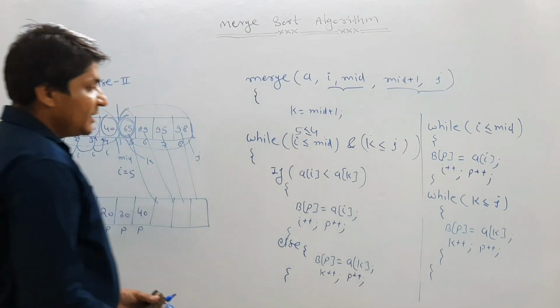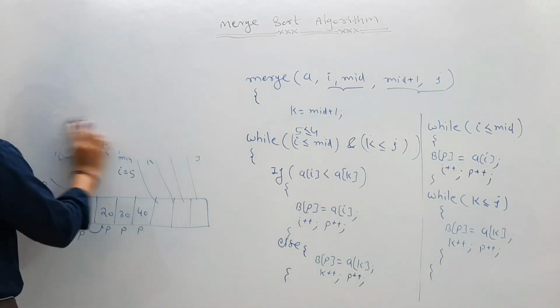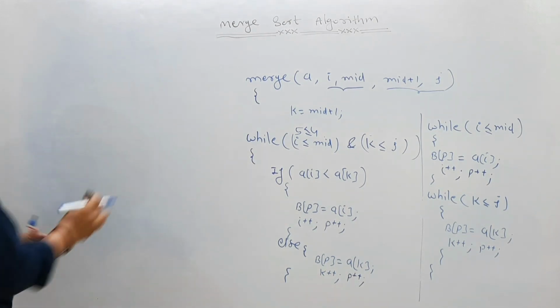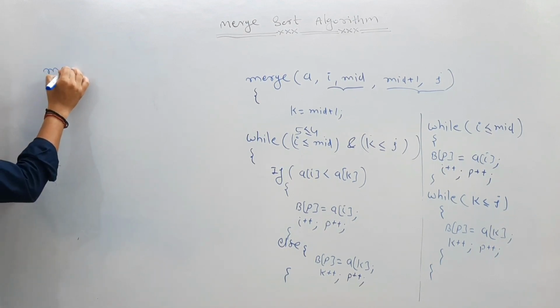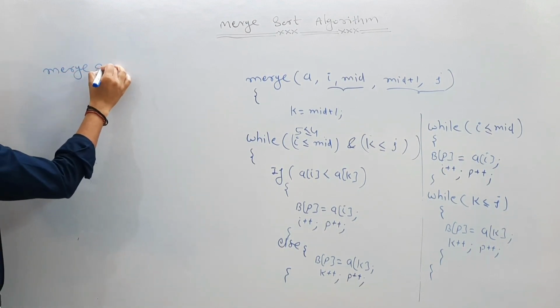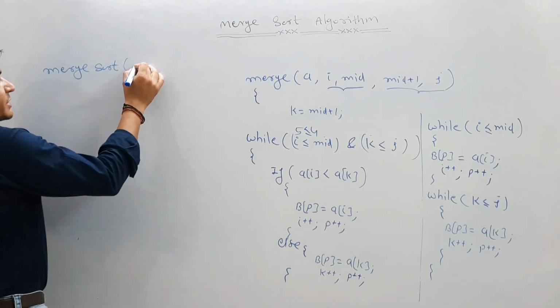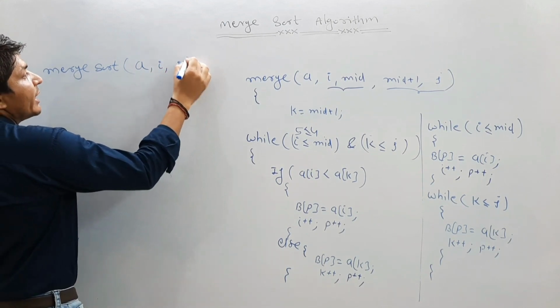Now we can write the merge sort algorithm. Let me write the merge sort algorithm. So let us implement the merge sort. Now in merge sort, what would be the input? The input is an unsorted array. Now I is the starting index and j is the last index.